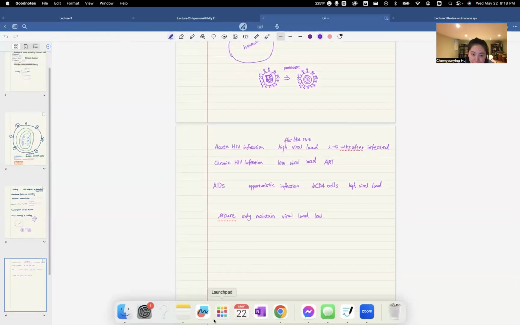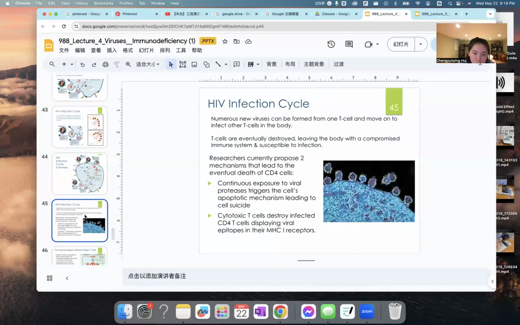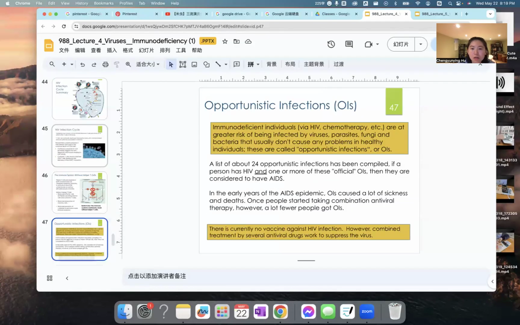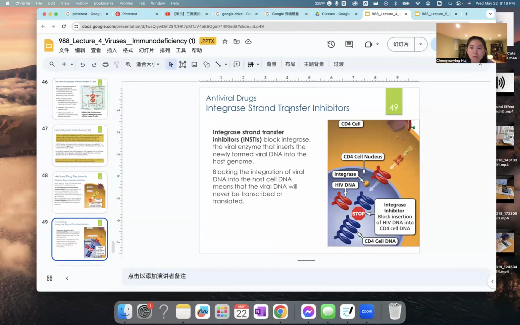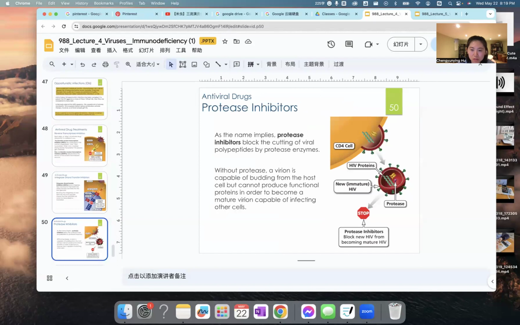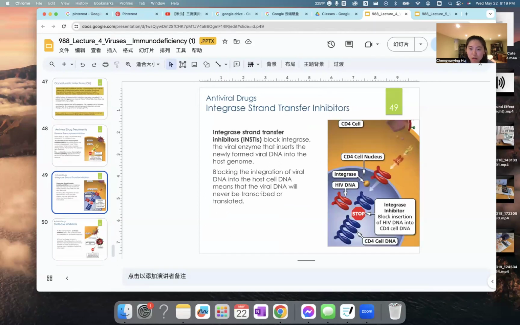Okay. Let me check the presentation. So here's the drug. Reverse transcriptase inhibitors. I covered these, so you just need to take a look at the name of the medication.